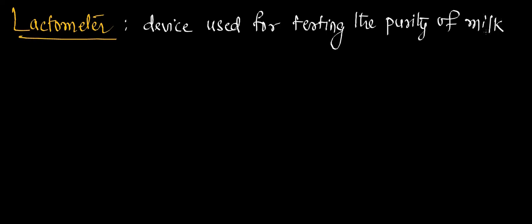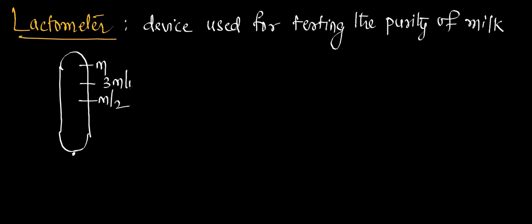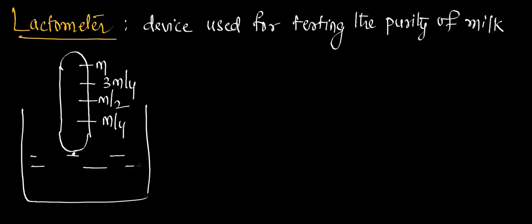Purity of milk. See, in this lactometer there will be certain markings, beta. There will be certain markings like m, m by 2, 3m by 4, and m by 4. Such kind of readings will be there. So when you dip it into a bowl having the milk, you just have to see the surface of the liquid coinciding with which mark.